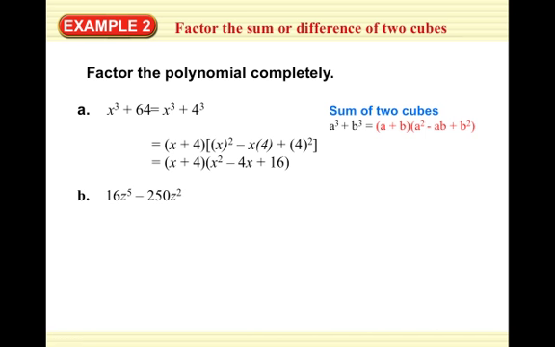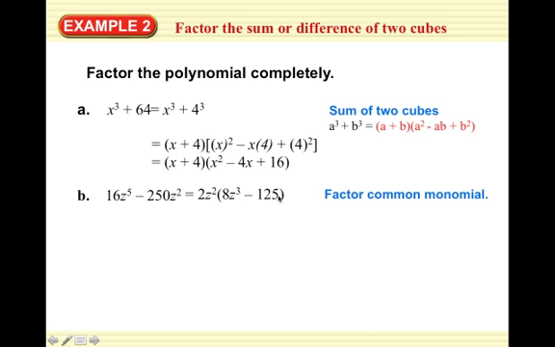On this one we've got 16z to the 5th minus 250z squared. So the first thing we do is factor out a common monomial, our greatest common factor. We're going to factor out 2z squared. So 16 divided by 2 is 8. We have z to the 5th, and we factor out the z squared, so that gives us z cubed, and then minus 125.